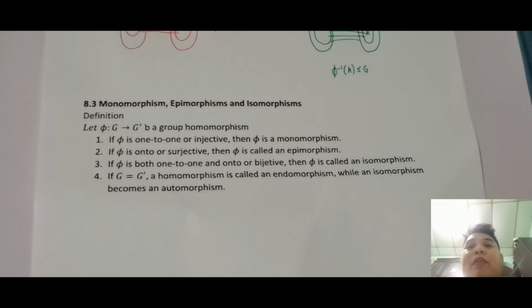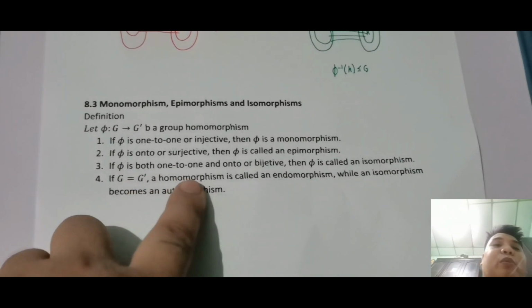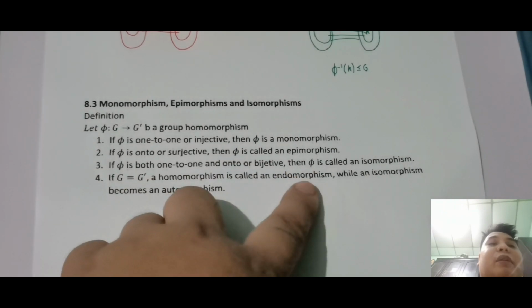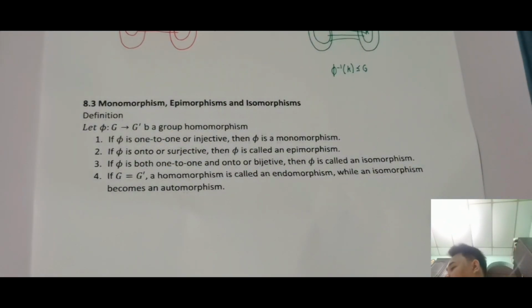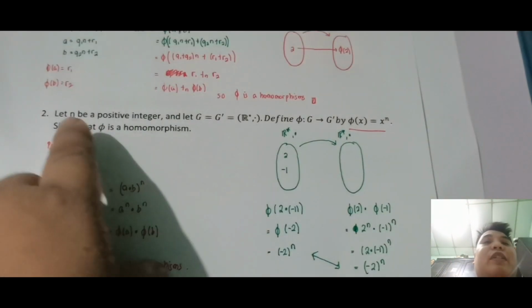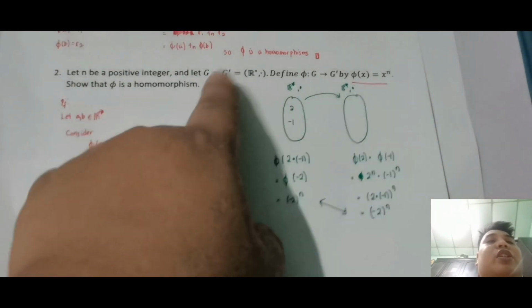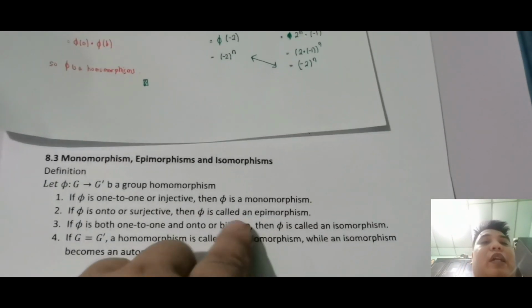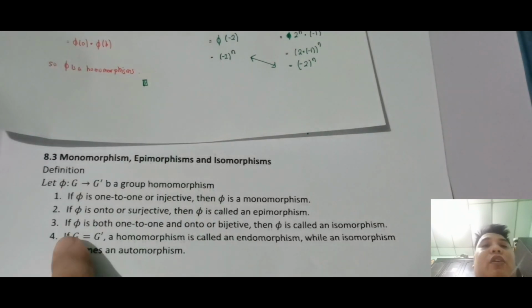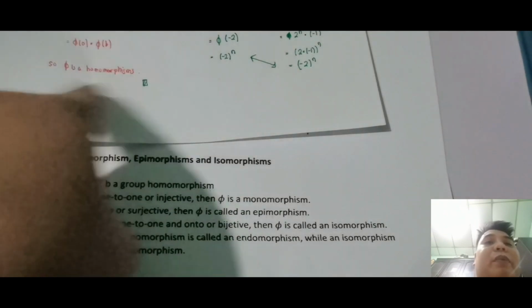Lastly, number 4: if G is equal to G prime, meaning the homomorphism maps a group to itself, then the homomorphism is called an endomorphism. So what is an example of this? Here, you will notice this is a homomorphism, and since G is equal to G prime, therefore it is an endomorphism. So to be specific, it is an endomorphism.